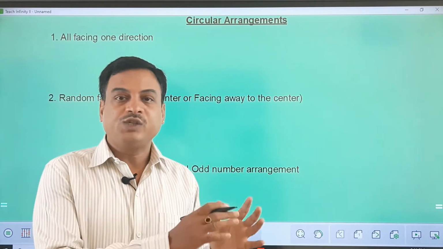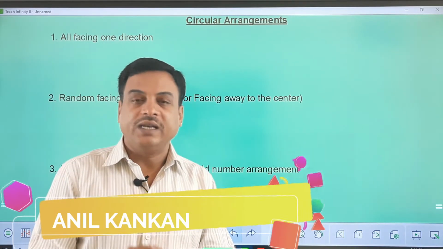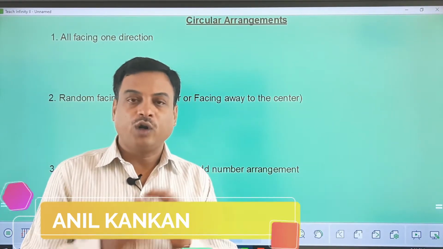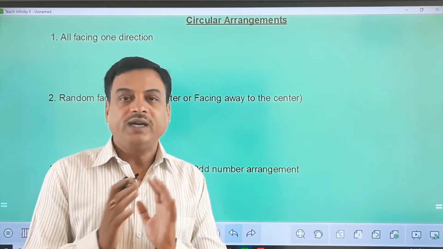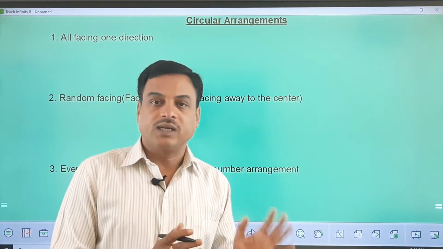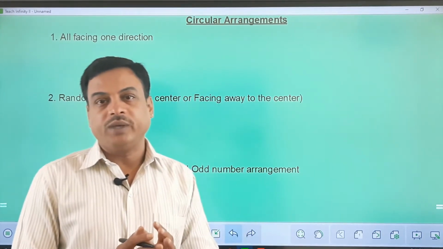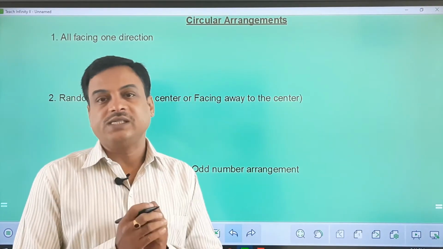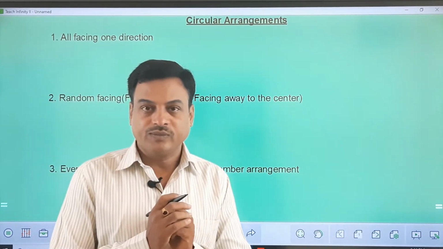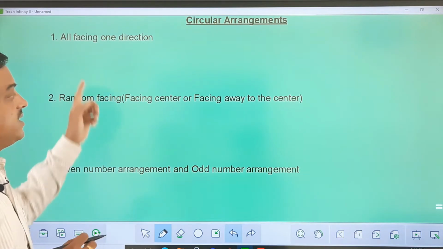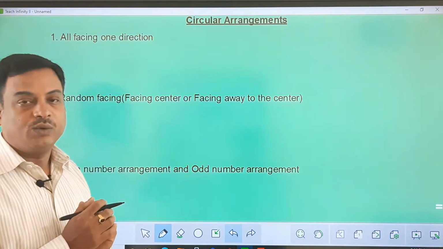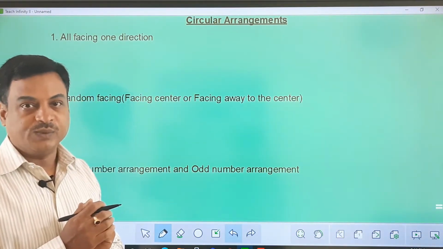If you have watched my previous video on linear arrangements, you will have a lot of ideas about how we do arrangements. The majority of the basics for circular and linear arrangement will be the same. A few changes are there that we'll discuss here. Okay, so let us see circular arrangement. There are certain points which we always need to remember while learning circular arrangements.